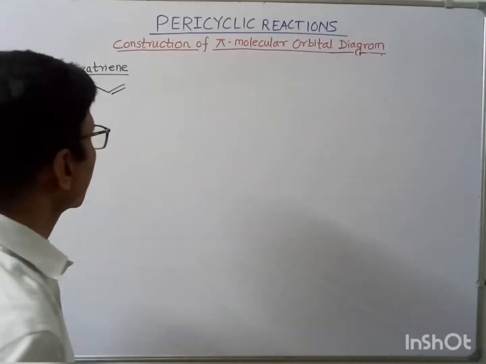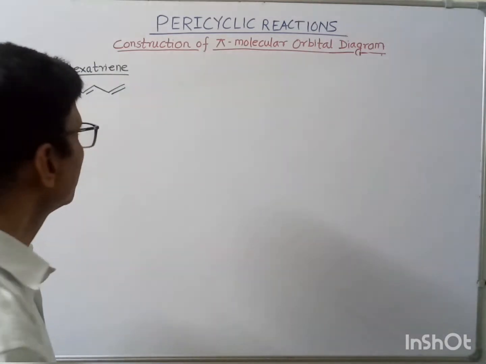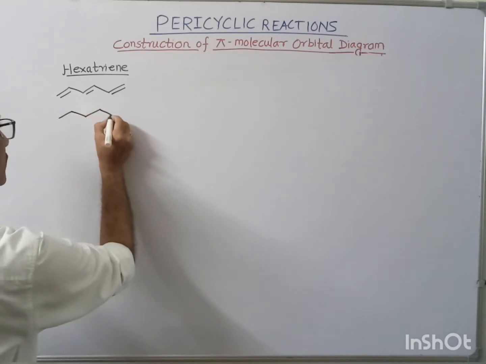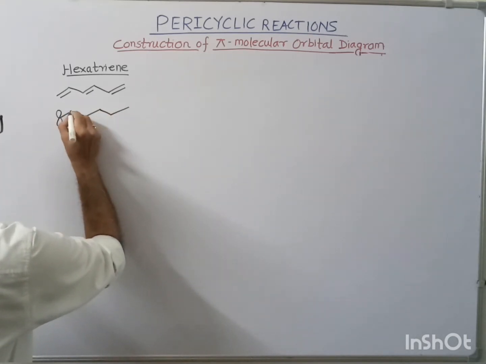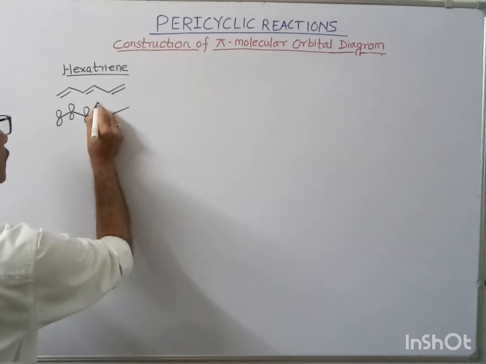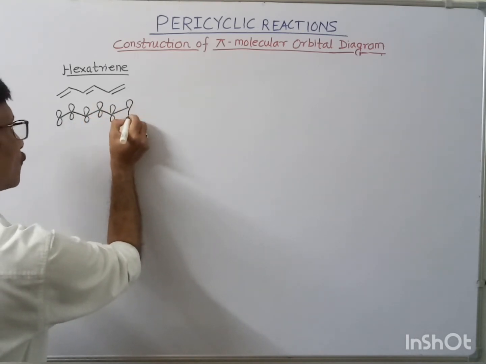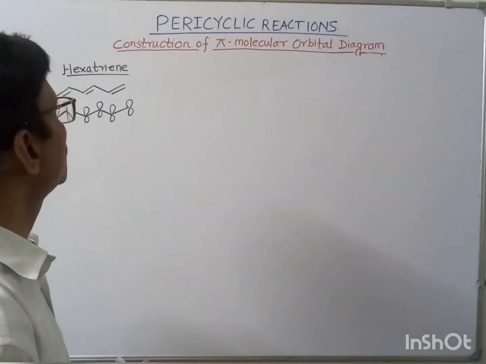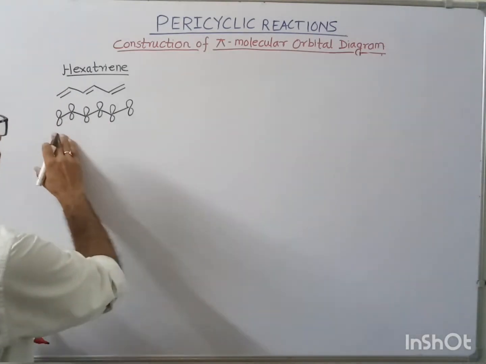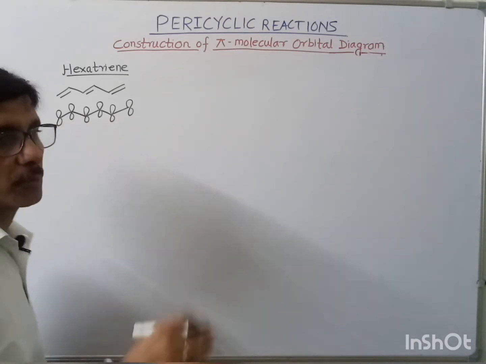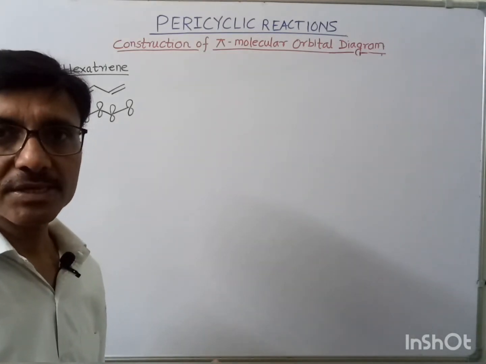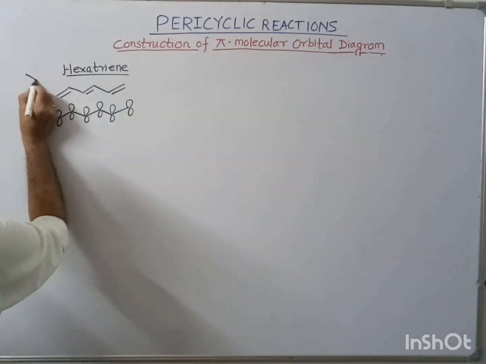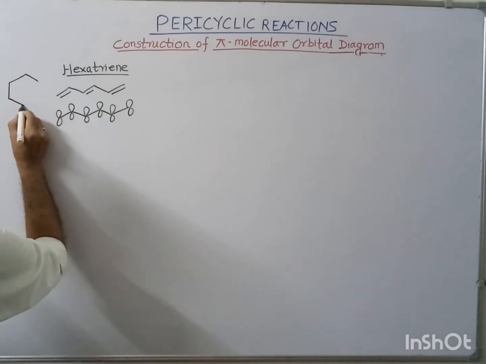It's a 6 carbon system, or even carbon system, and we can also show the p orbitals over here. 1 p orbital, 2, 3, 4, 5, 6 p orbitals. They will combine to give 6 molecular orbitals. So we can also write this hexatriene in this way also.